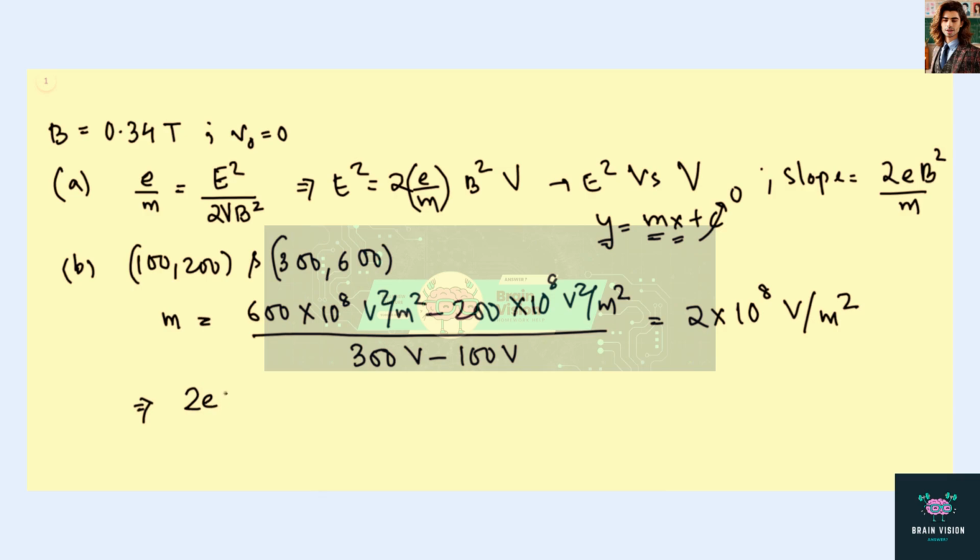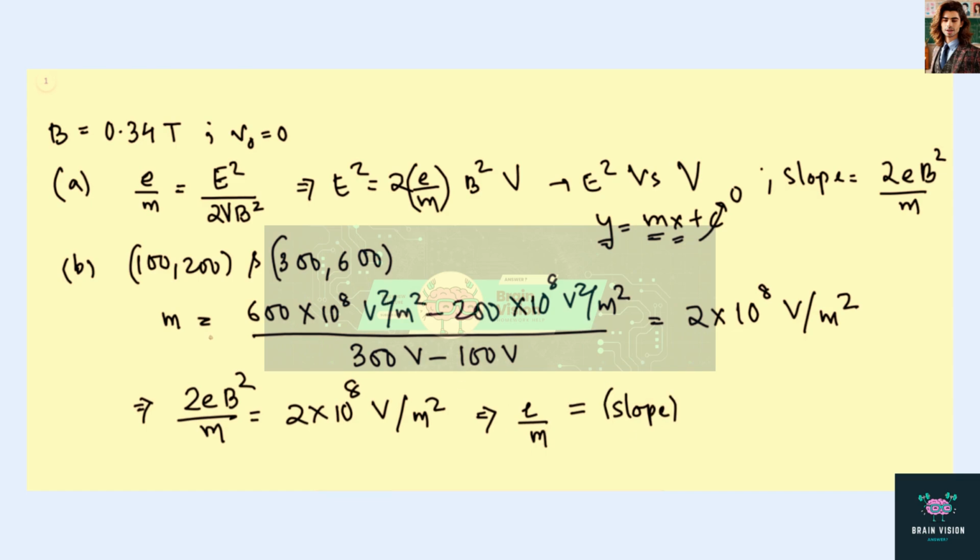That means 2eB squared over m is equal to 2 times 10 to the power 8 volt per meter squared, and this gives the ratio of e by m in terms of this value, the slope. So don't get confused between the two m's here. Let's call this m double dash to distinguish the slope from mass. So e over m is the slope times 1 over 2B squared, and this gives the ratio to be equal to 8.65 times 10 to the power 8 coulomb per kg.